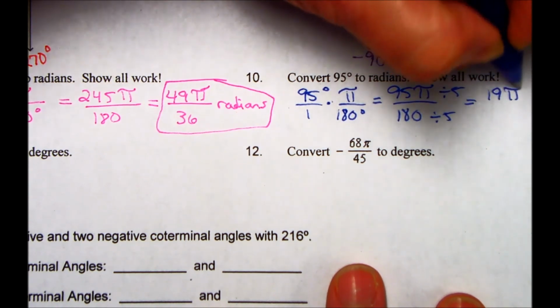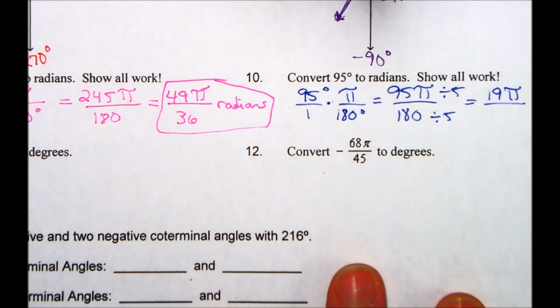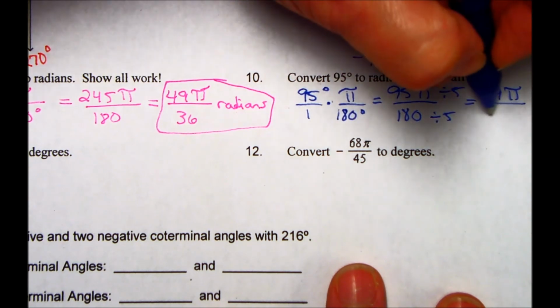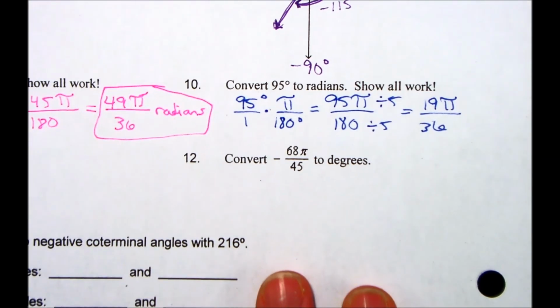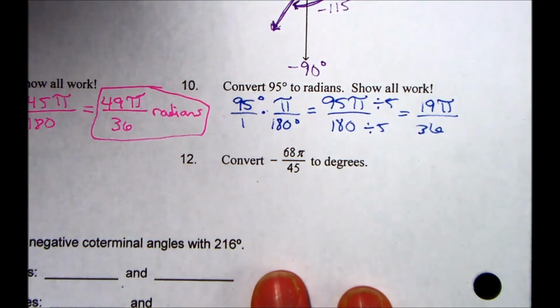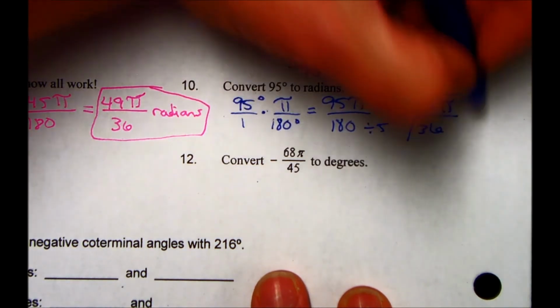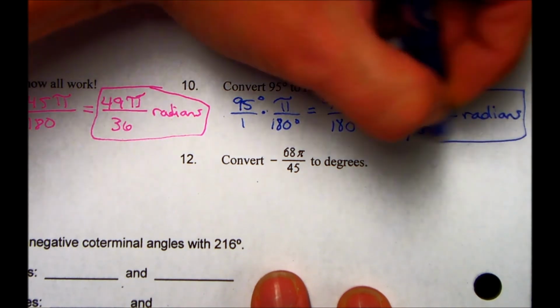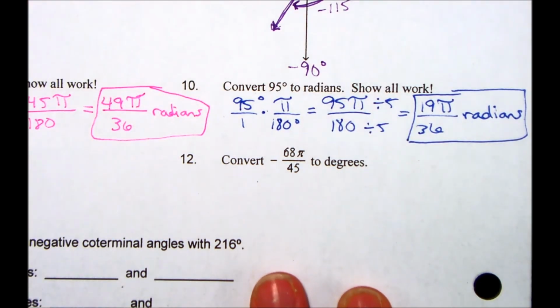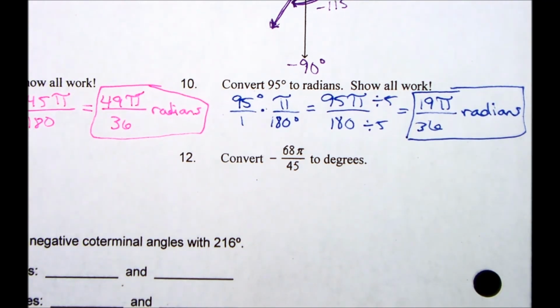Still have a pi there. And then 180 divided by 5 would be 36. And then 19 and 36 do not reduce. So that is your simplified answer. We should put radians because it is a unit of measure. Just like inches or feet, we want to say what the unit of measure is. So 19 pi over 36. Almost done. 3 more to go.